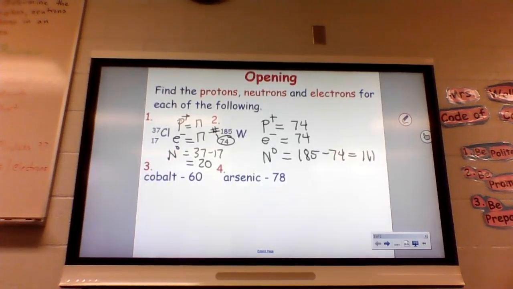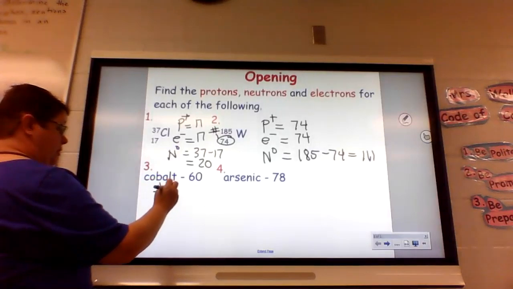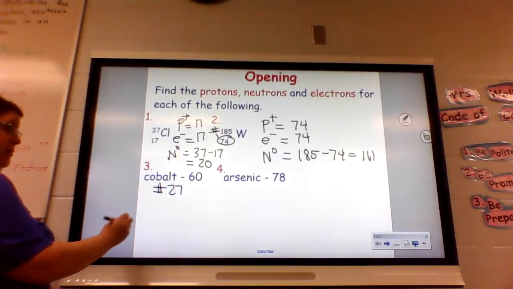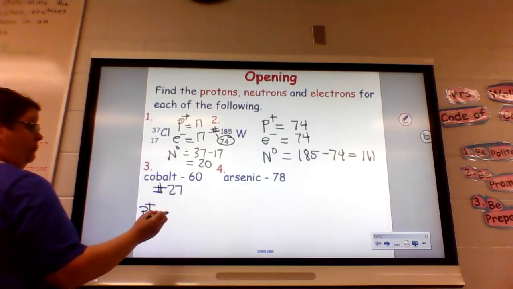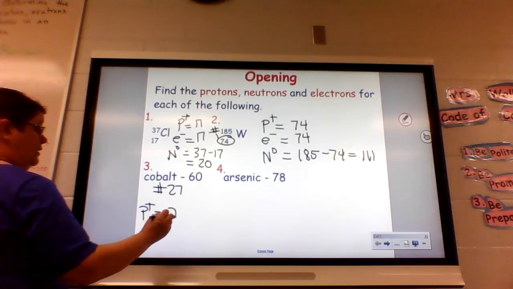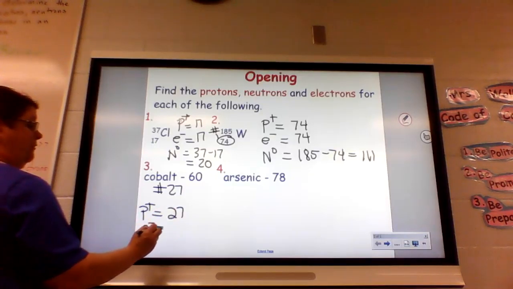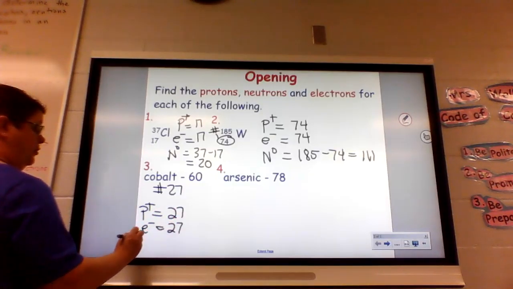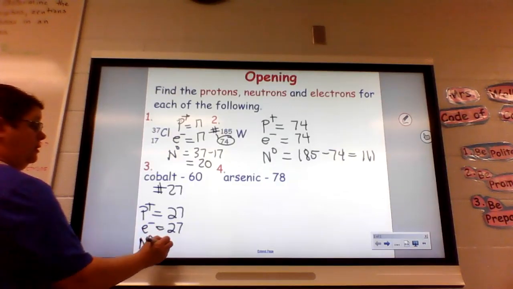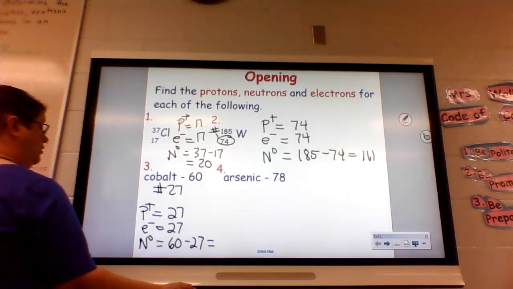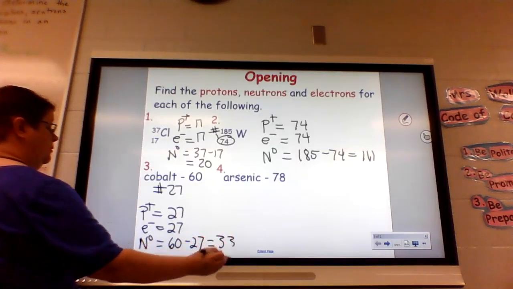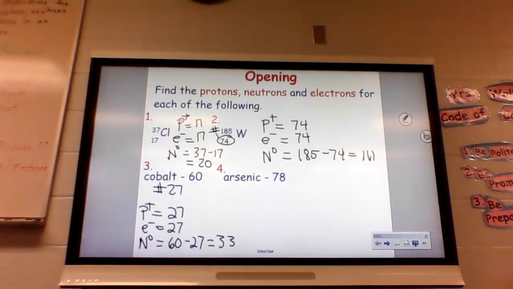All right, so you got to look up the atomic number. So find cobalt, and the atomic number is 27. That little number can never change. So 27 is the atomic number. So how many protons does cobalt have? 27. How many electrons does it have? 27. Neutrons, what do we do? 60 minus 27 is 33? Yeah. All right. So for arsenic, what are we going to do?